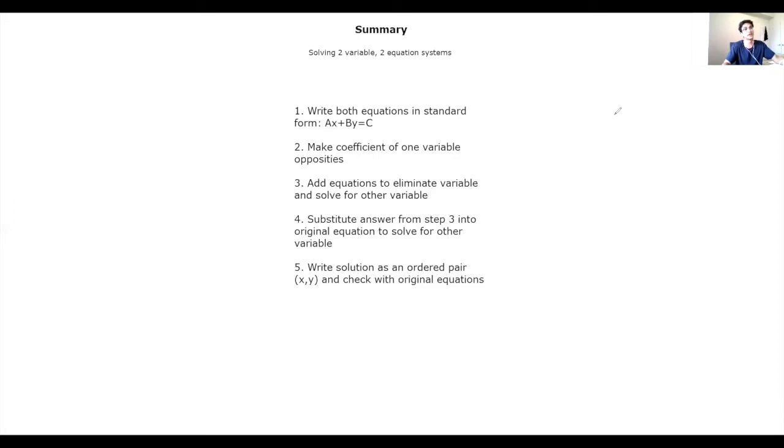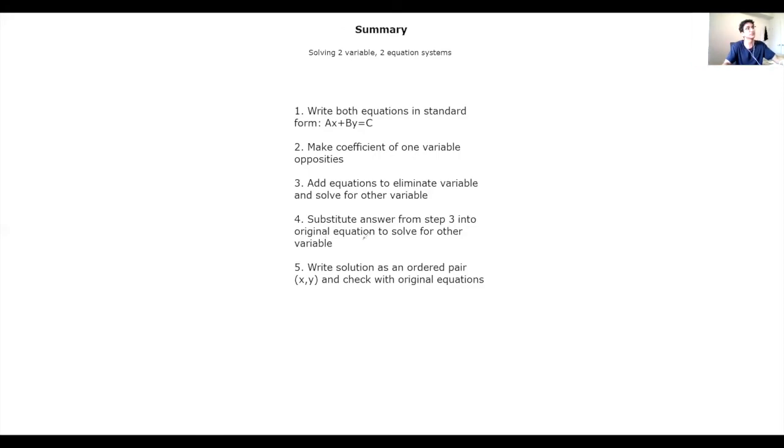So let's say, in this example, we had a 2 and a 6. So let's say we had 2x and 6x. Let's say I want to make it a negative 6x, because that would be the opposite. I would have to multiply the 2x by negative 3. In this example, it was actually 3, I believe, and we multiplied by negative 2. The third step is to add the equations to eliminate the variable and solve for the other variable. So again, by just adding the opposite coefficients, we get rid of that whole variable, and we're left with just one variable, and we can just solve that out easily.